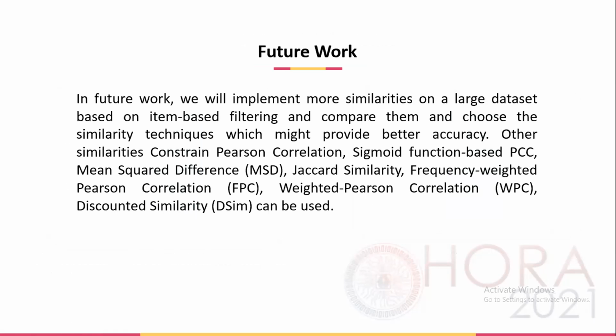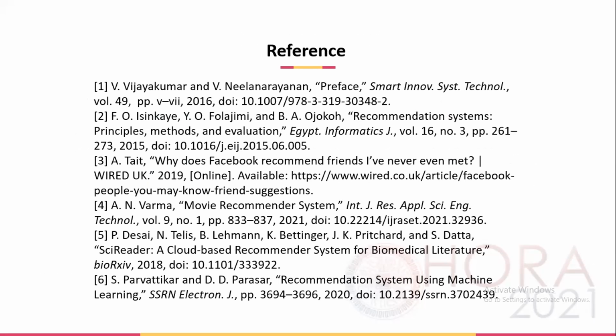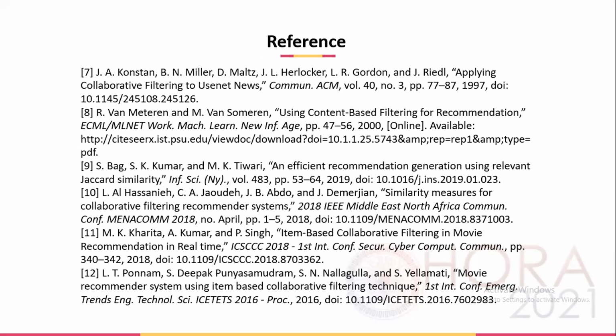Further, we will work with more similarity algorithms like constrained Pearson correlation, sigmoid function-based PCC, mean square difference, Jaccard similarity, frequency weighted Pearson correlation, and discounted similarity. So we will work with them for choosing a similarity which might provide better accuracy. This is our important references that we have used for our research purpose.